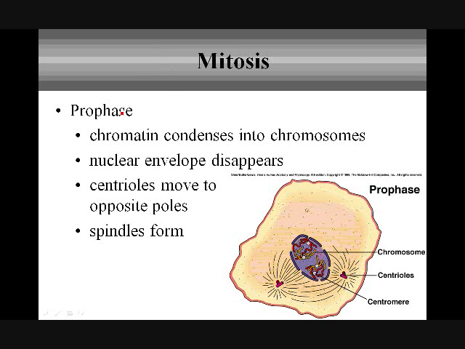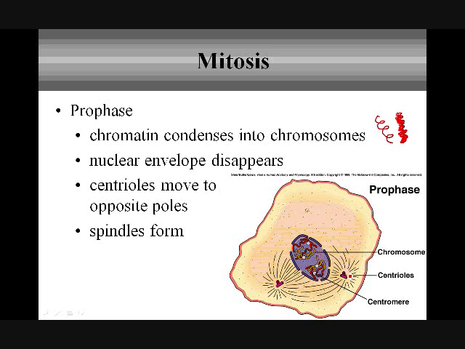So, in prophase, some of the key characteristics are that chromatin is going to condense into the chromosomes. We're going to go from being a typical coiled up strand to now being overly coiled up, and that's going to create a thickness to make those chromosomes more visible. The nuclear envelope is going to disappear, so as you can see, it's starting to break down here.